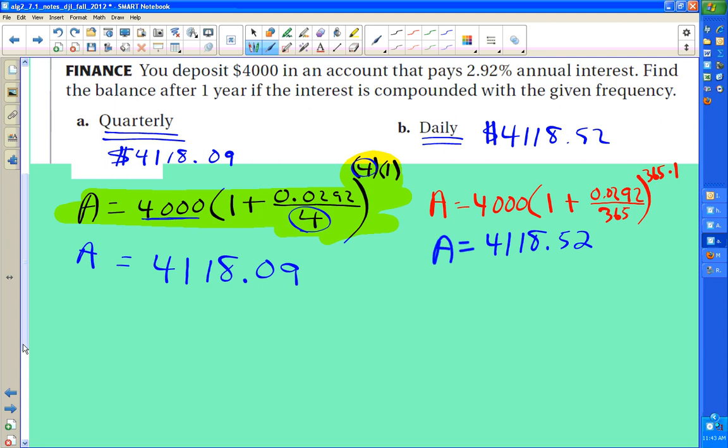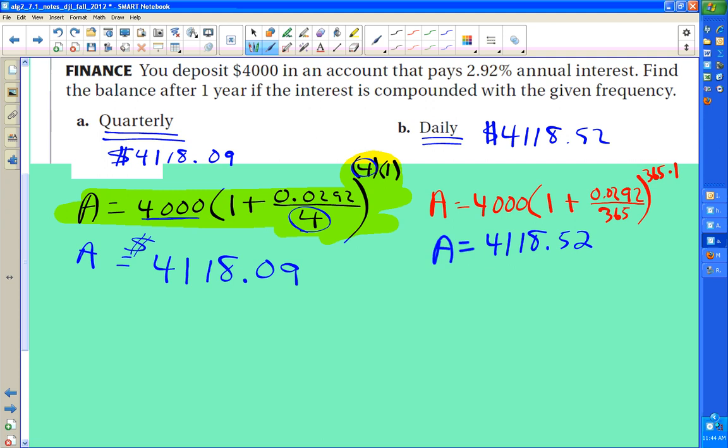After you write that down, most of you with multifunction calculators can go right to the answer. The ending amount here, $4,118.09. Why do we only need 2 decimal places? That's right, money.